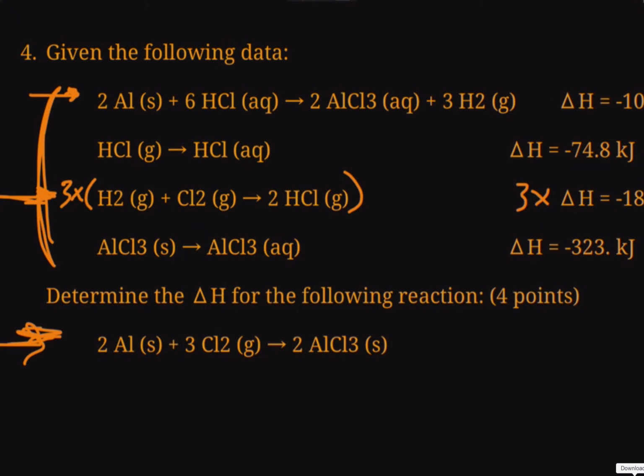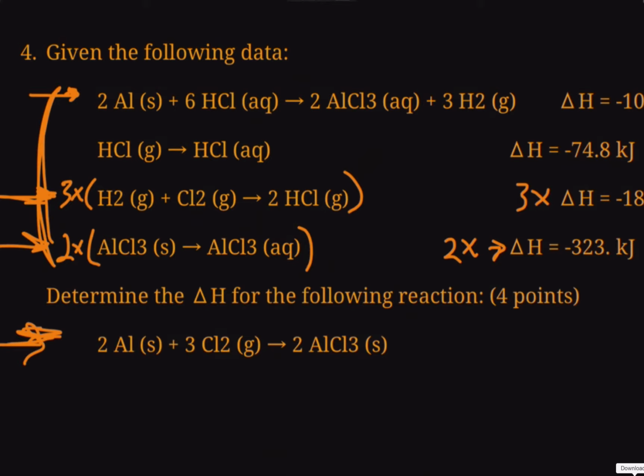Alright, so the next thing is my product is the aluminum solid. Well, in this bottom equation I have aluminum solid, but it's on the wrong side, so that equation is going to get flipped around. And when you flip that around, you're also going to flip around the sign of the energy. In this case, I need to flip it around, and I also need to multiply it because I need 2 aluminum solids and the equation only includes 1. So I'm going to multiply this equation by 2, which means I'm going to multiply the energy by 2, and I'm also going to reverse the sign because the equation is going to be reversed.